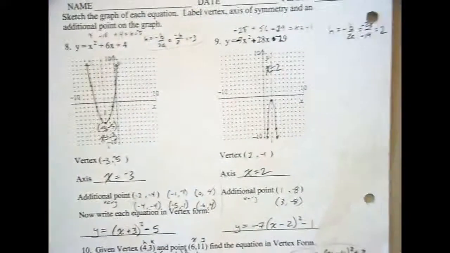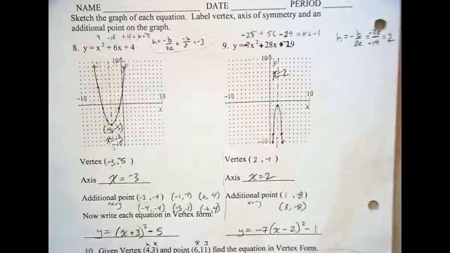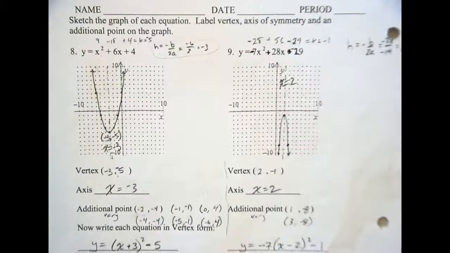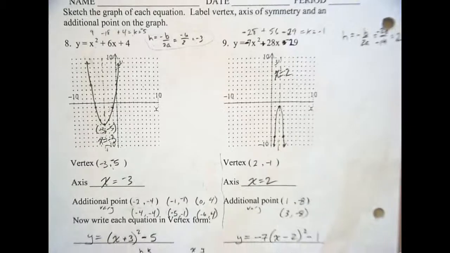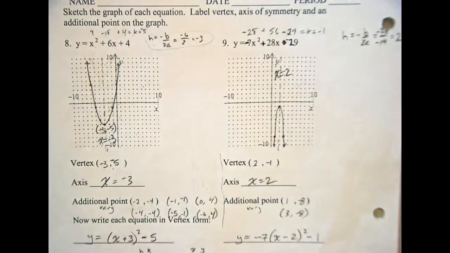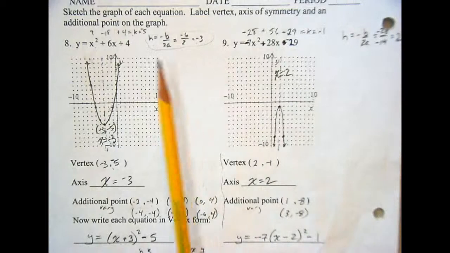All right, so page 2, here are the answers. Let's go through those. There's number 8 and 9. Okay. So you'll notice on number 8, the first thing you have to do is get it into vertex form. So you find h by doing the opposite of b over 2a. So you get negative 6 over 2. And that ends up giving you negative 3.